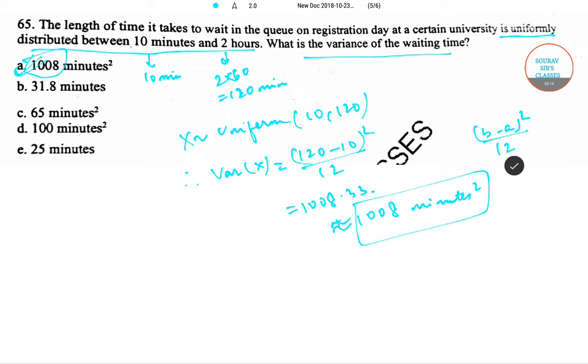Remember one thing, that if a variable follows a particular unit, then the variance would follow the square of the unit.